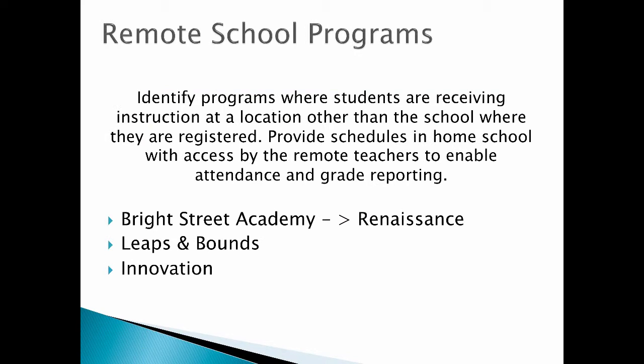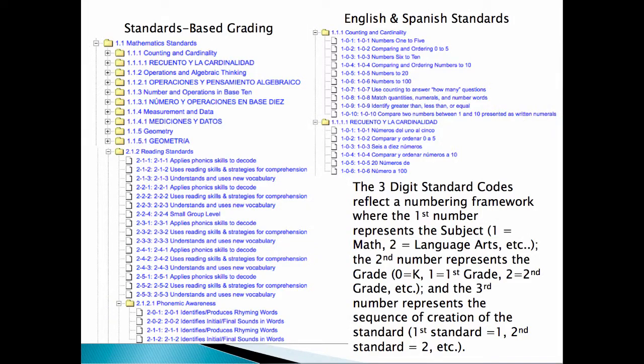The Educational Technology Department has implemented a remote program framework for grading and attendance for the Renaissance program, formerly known as Bright Street Academy, Leaps and Bounds, and Innovation High School. Because these programs are not official entities recognized as schools, the students' demographic data, attendance, testing, and grading information is retained at the original school of registration, regardless of the address of the remote program.